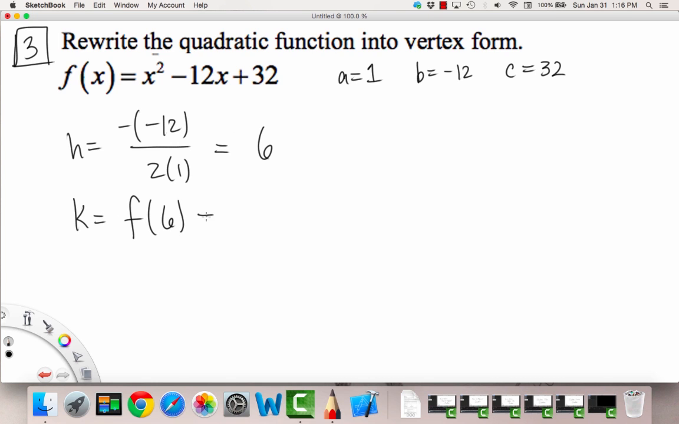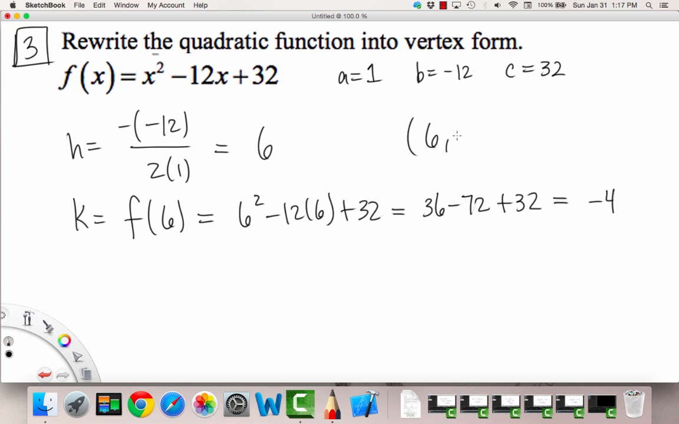So f of 6 is equal to 6 squared minus 12 times 6 plus 32. So this is equal to 36 minus 72 plus 32, which is ultimately negative 36 plus 32, so negative 4. Our h, k is 6 comma negative 4, where 6 is our h and k is our negative 4.